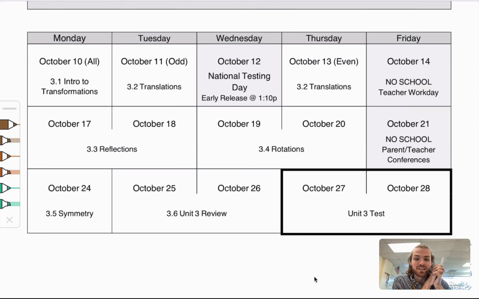As a reminder, here is our schedule for this unit. It's an exciting week for us because, as you can see, this Thursday we will have our Unit 3 test. Yes, that is this week. That is Thursday. It will happen. What that means is that today we're going to finish up our last set of notes, 3.5 Symmetry.